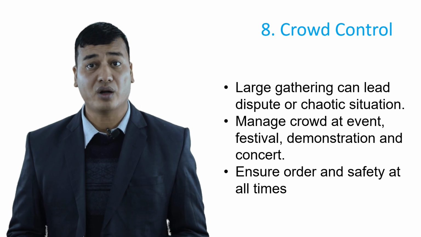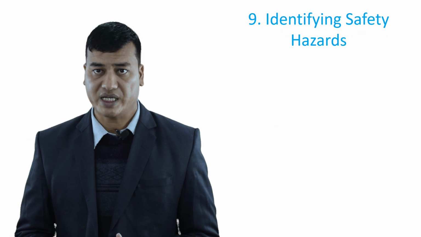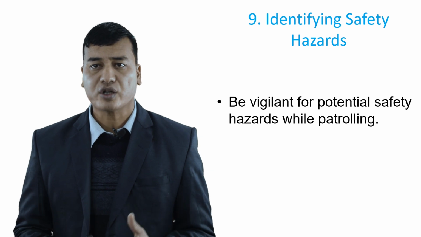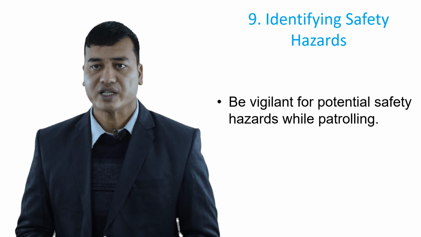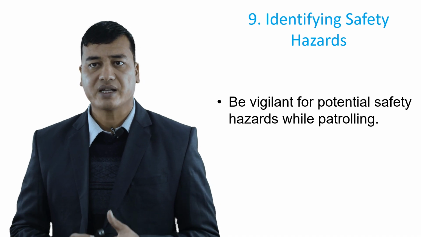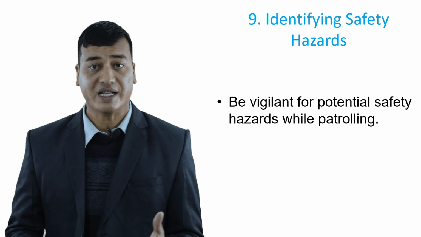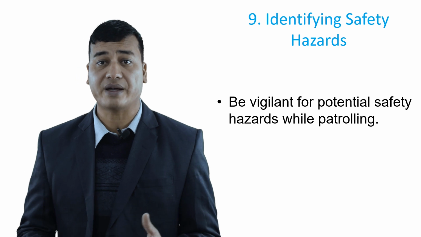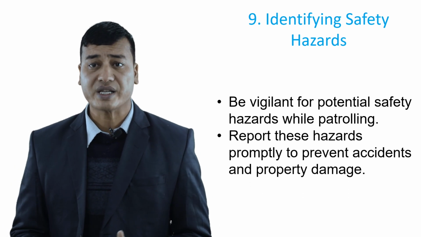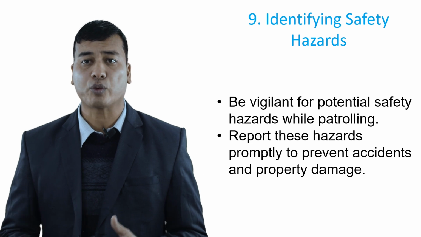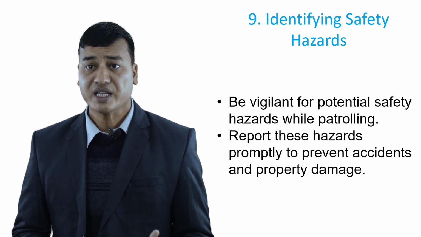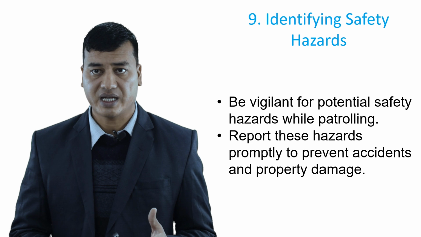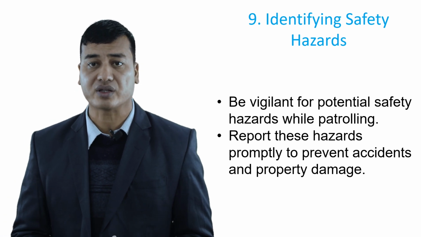Let's move on to duty number 9. Identifying safety hazards. Be vigilant to potential safety hazards while patrolling. When patrolling, always pay attention to areas like chemical storage, garbage disposal, water leakage, machinery rooms, electrical boards or electrical plugs. These spots often pose safety hazards and require extra vigilance. Report safety hazards promptly to prevent accidents and property damage. When you identify a safety hazard, it is your responsibility to respond on time and get it fixed at the initial stage to prevent further risks.